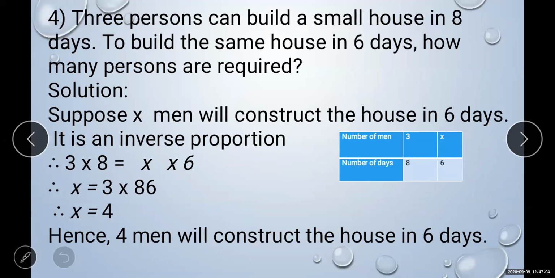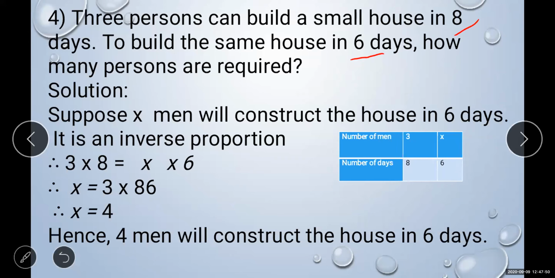Okay, here you can see the question. 3 persons can build a small house in 8 days. How many days? 8 days. How many persons? 3 persons. To build the same house in 6 days, they have to complete the same work in 6 days. How many persons are required? Previously, 3 persons completed this work in 8 days. Now they have to complete the same work in 6 days. Getting? So which type of proportion is it?